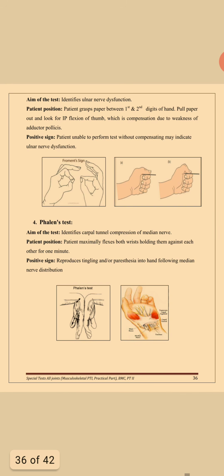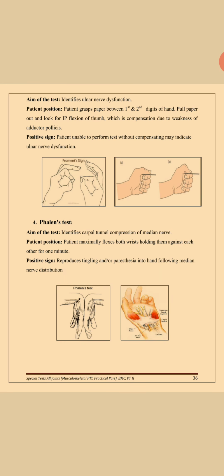Froment's sign. Aim of the test: identifies ulnar nerve dysfunction. Patient position: patient grasps paper between the first and second digits of the hand. Pull the paper out and look for IP flexion of the thumb, which is compensation due to weakness of the adductor pollicis. Positive sign: patient unable to perform the test without compensating may indicate ulnar nerve dysfunction.